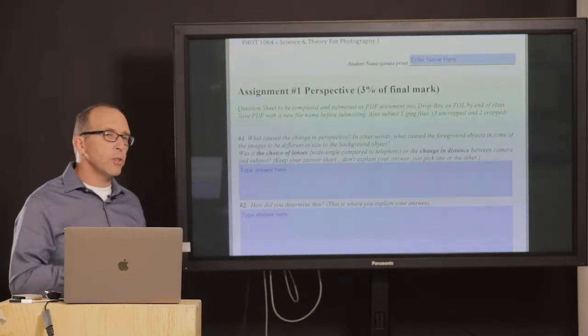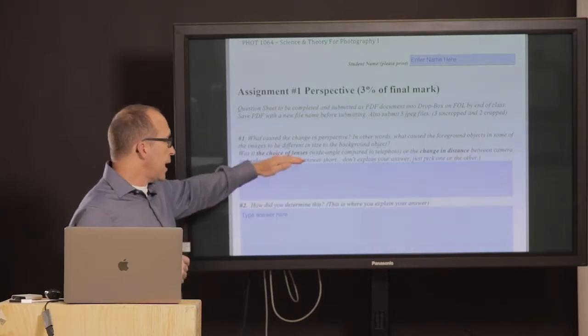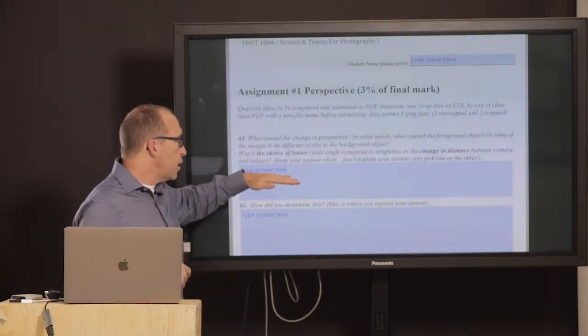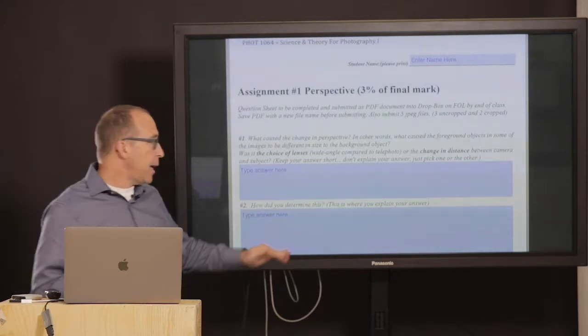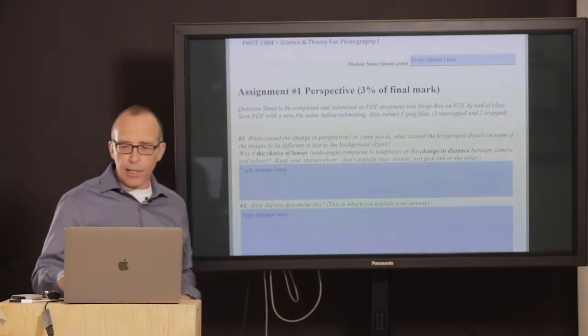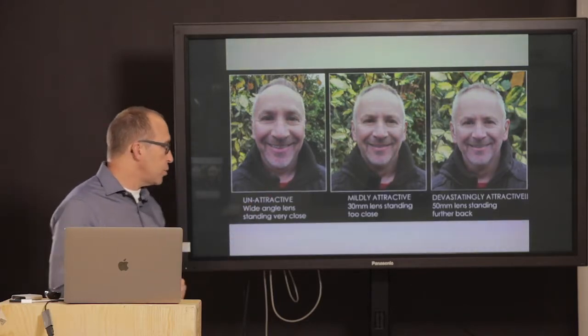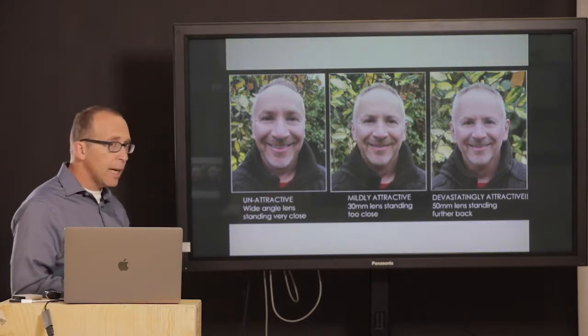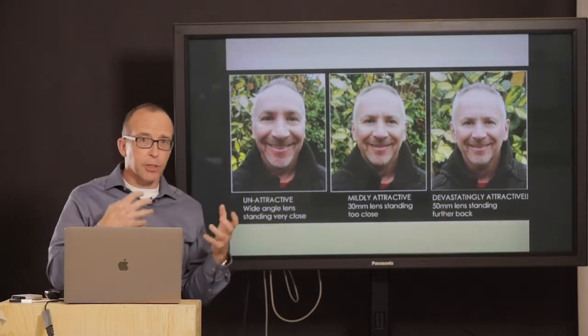This is where I want you to explain, how did you get your answer for number 1? How did you come to this conclusion? What was it about the photos that made you come to that conclusion? So that's the important part that I want you to figure out and explain in your own words.